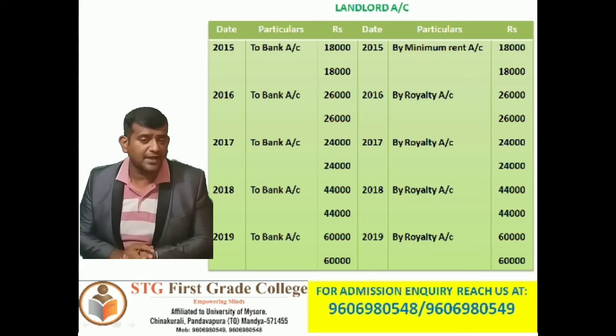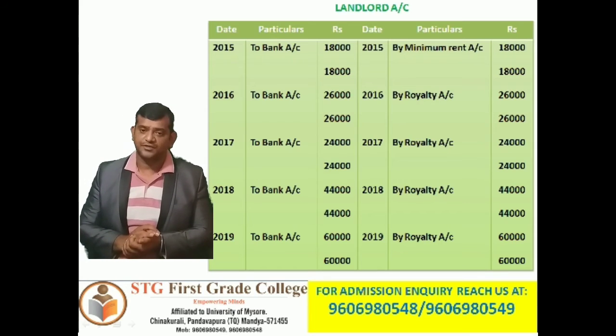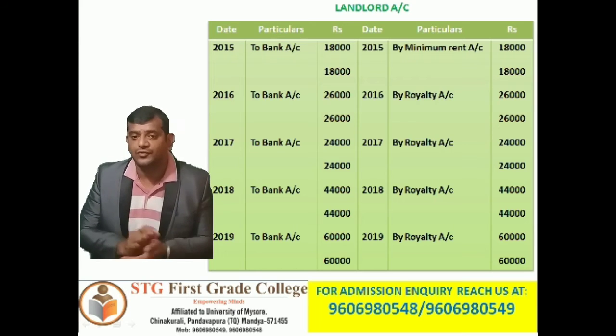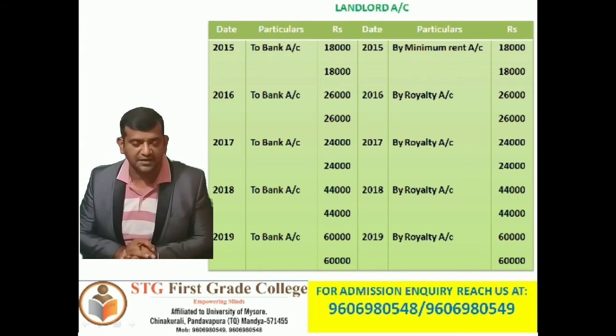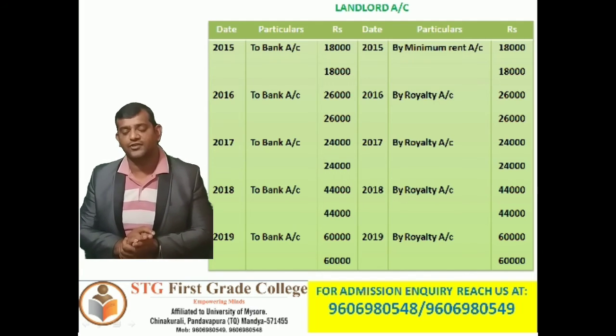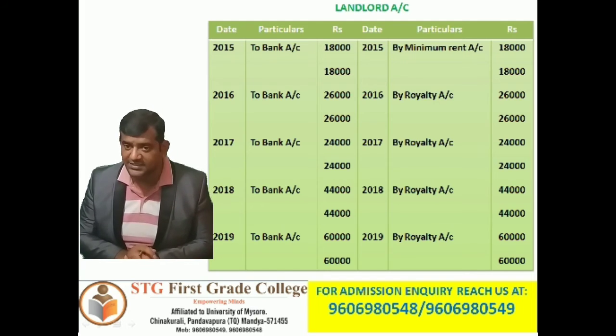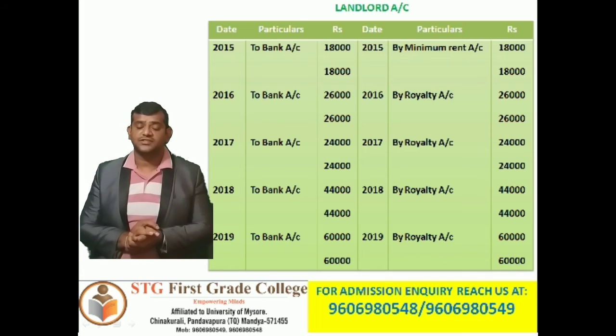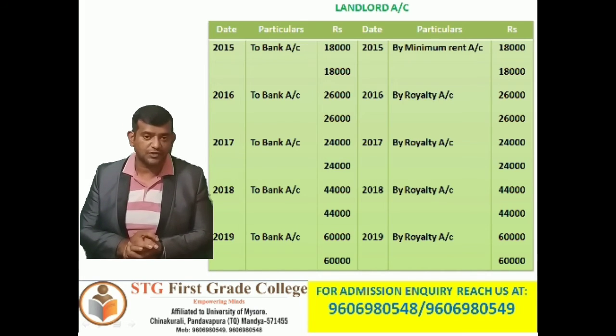2016 to bank account 26,000. 2016 by royalty account 26,000 rupees, because we could meet the minimum rent required. So 2017 to bank account 24,000. 2017 by royalty account 24,000, both the side total 24,000.